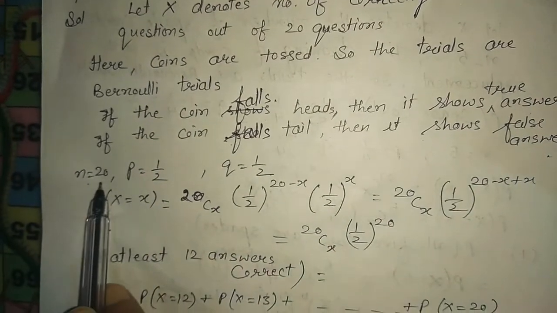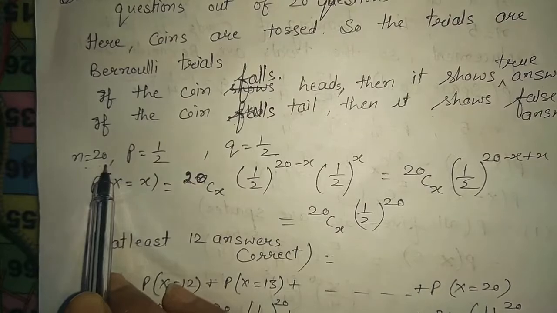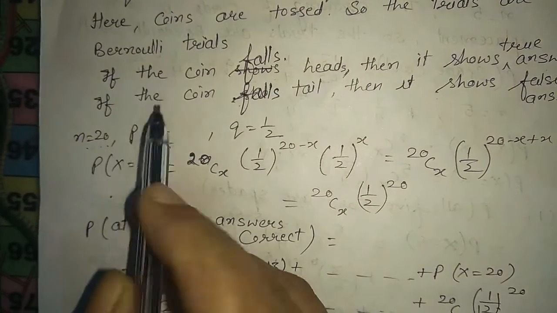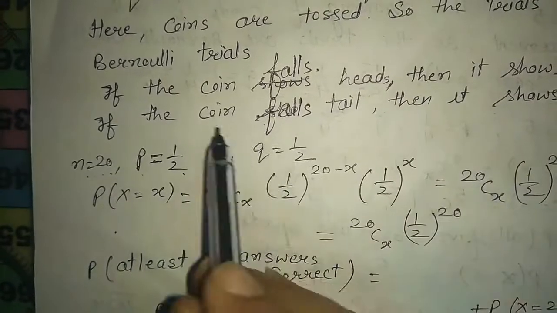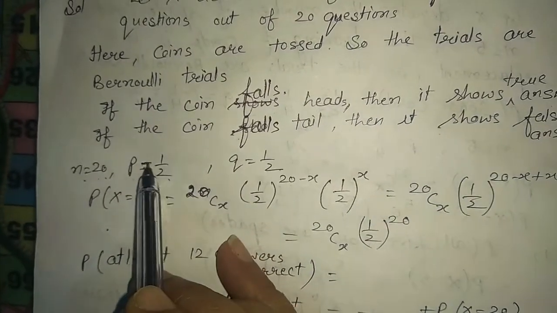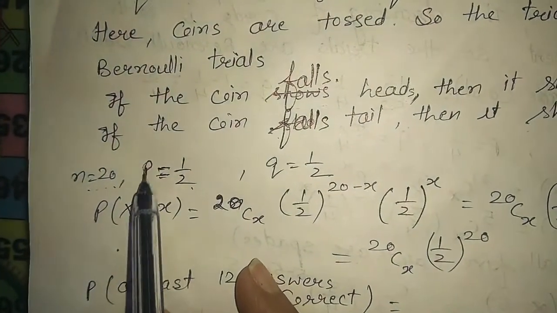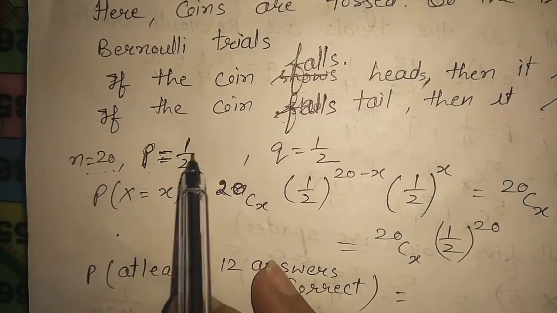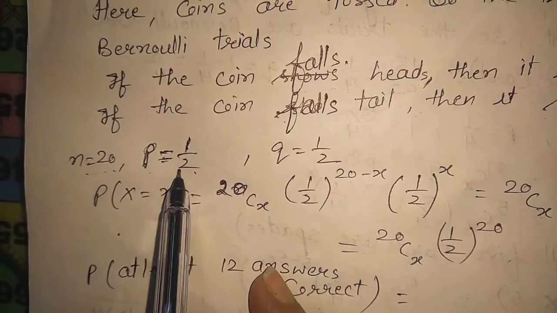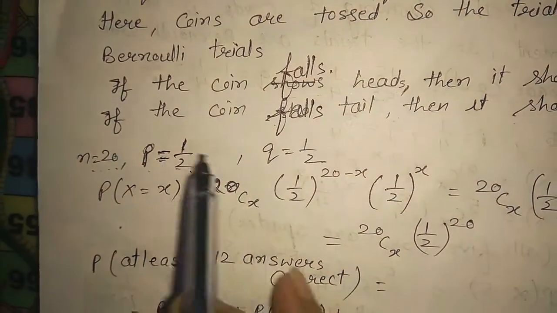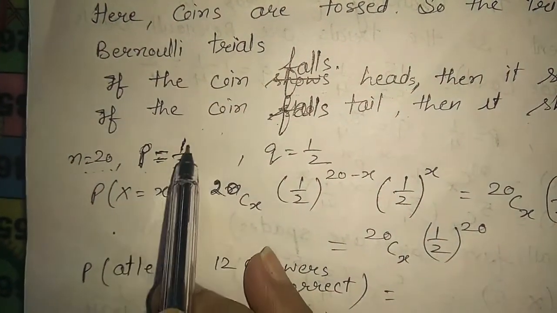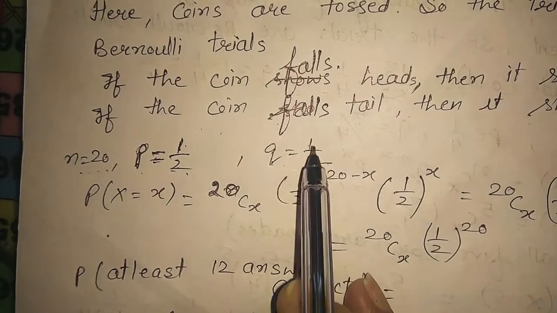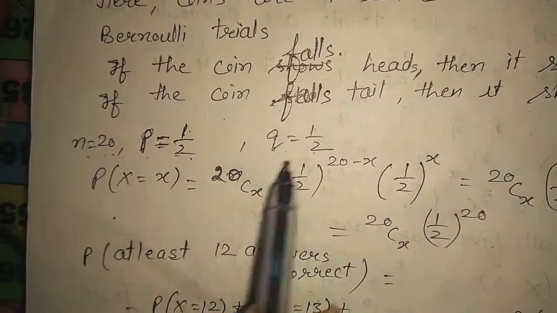So here n is equal to 20, p is equal to 1 by 2, because p is the probability of success, answering correctly. We want to find the probability of answering correctly. So head should come, which means what is the probability of head coming? Favorable upon total. Head is 1 and total is 2. When we toss a coin one time, the probability of head is 1 by 2 and q will be 1 by 2, because 1 minus p is 1 minus 1 by 2, which is 1 by 2.